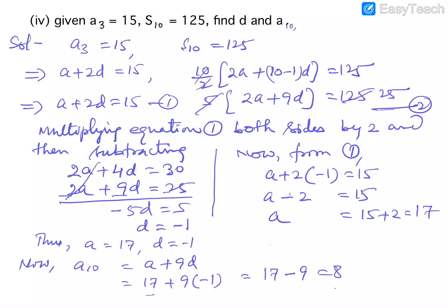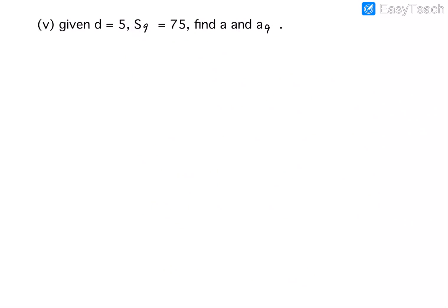a10 as 8. In fifth part, it is given that common difference d is 5 and the sum of its first 9 terms is 75. Find a and the ninth term of the AP.